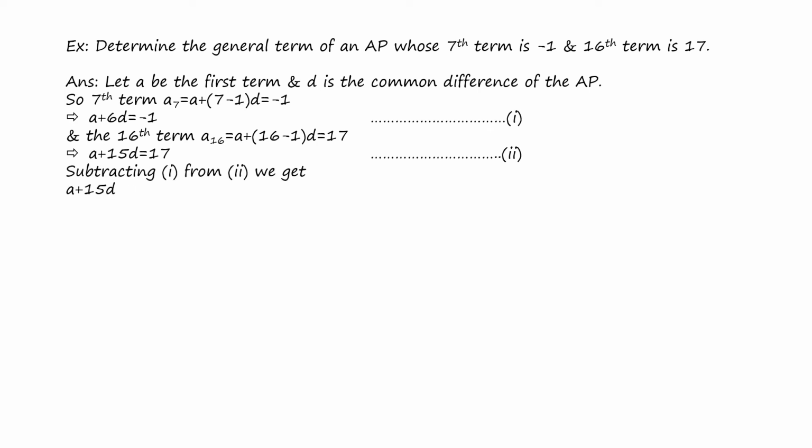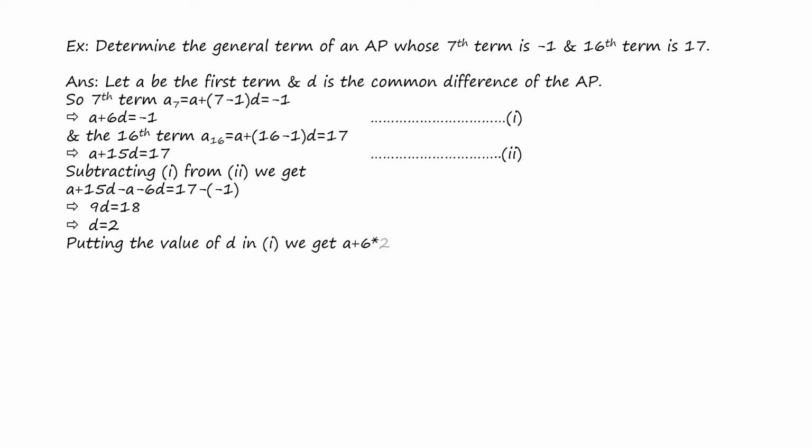Subtracting equation 1 from 2, we get A plus 15D minus A minus 6D equals 17 minus minus 1. A minus A gets cancelled. 15D minus 6D, 9D equals 18, or D equals 2. Putting the value of D in equation 1, we get A plus 6 into 2 equals minus 1, or A plus 12 equals minus 1, or A equals minus 13.